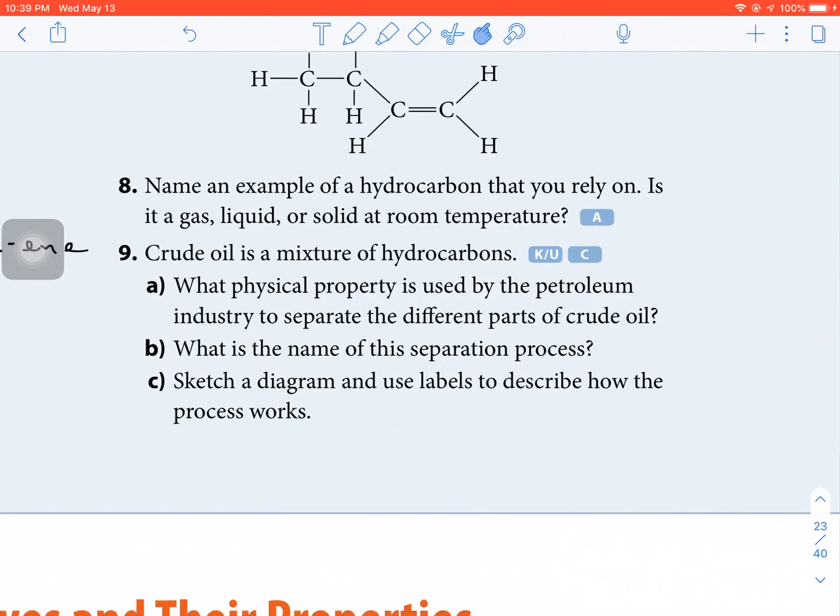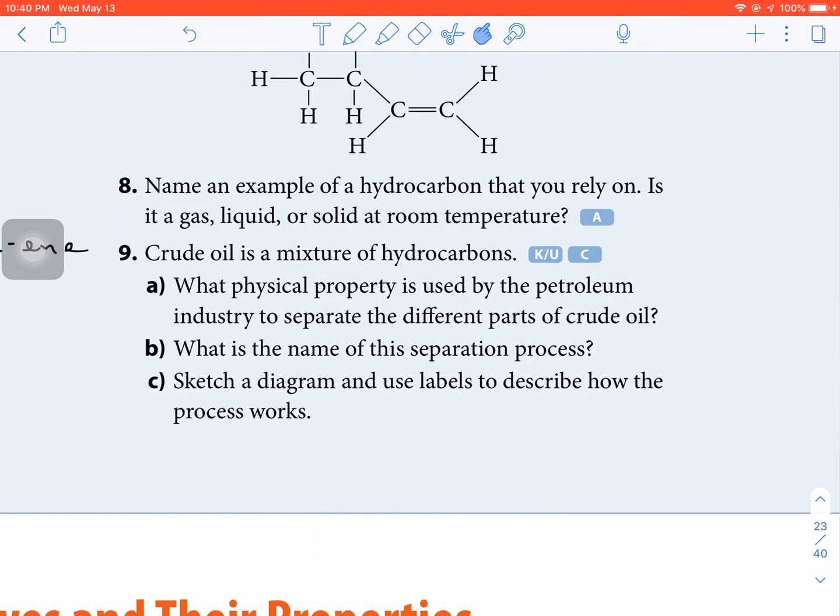And then question 9, again, right back to yesterday's video, yesterday's note, it says crude oil is a mixture of hydrocarbons. Remember, the mixture is useless. I need to separate the components of the mixture so I can use each of the components for what I'm going to use it for. So it says what property is used to separate the different parts in crude oil, and the property is boiling point.